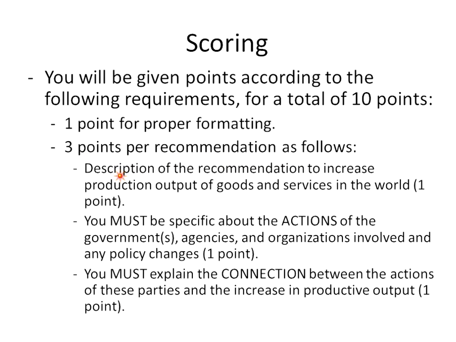Okay? You'll get 3 points per recommendation as follows. You'll get 1 point for each description of a recommendation to increase productive output of goods and services in the world. That's 1 point per recommendation, and it has to be a specific recommendation. You'll get 1 point per recommendation for being specific about the actions of the government's agencies and organizations involved. And then you will get 1 point per recommendation for explaining the connection between the actions of the parties and the increase in productive output, okay? That's 10 points.